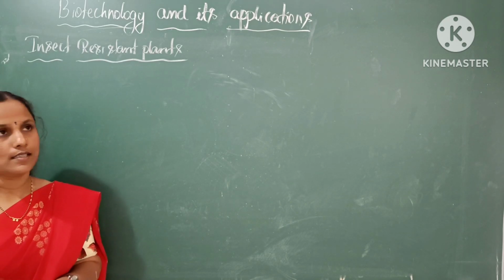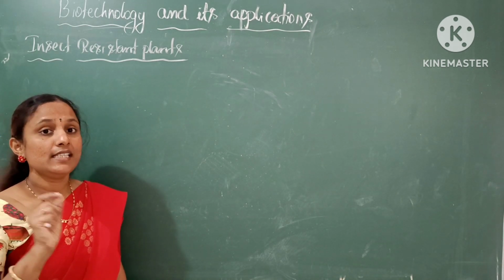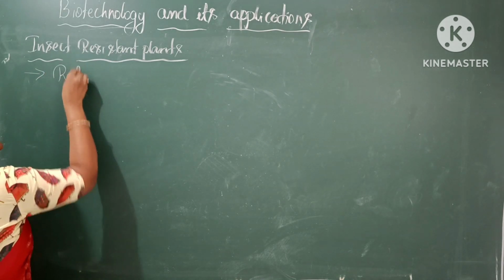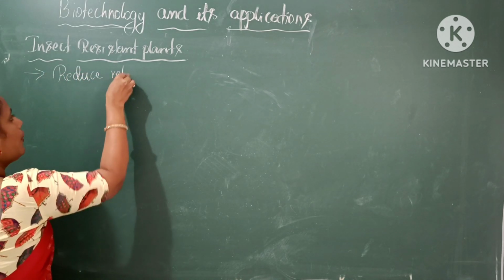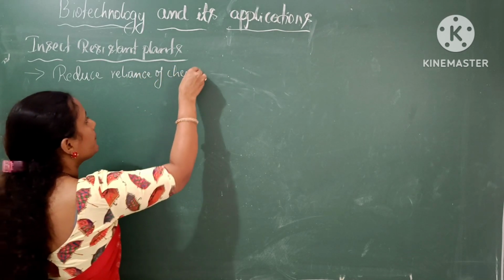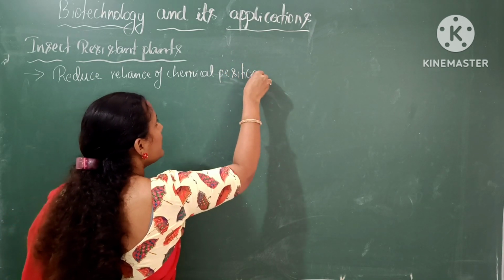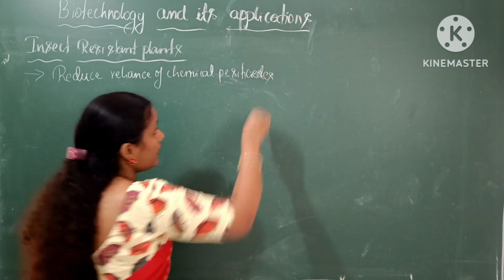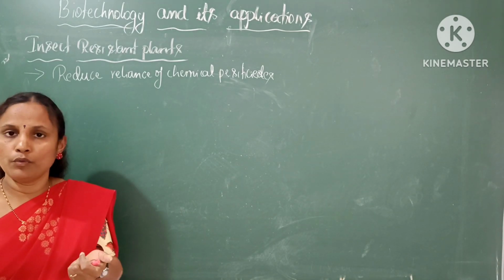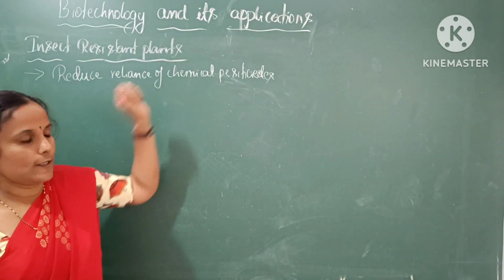Now, let us discuss production of insect resistant plants. Insect resistant plants will help us to reduce the reliance on chemical pesticides. We have already discussed what is the disadvantage of chemical pesticides. So those disadvantages can be overcome with the production of insect resistant plants.